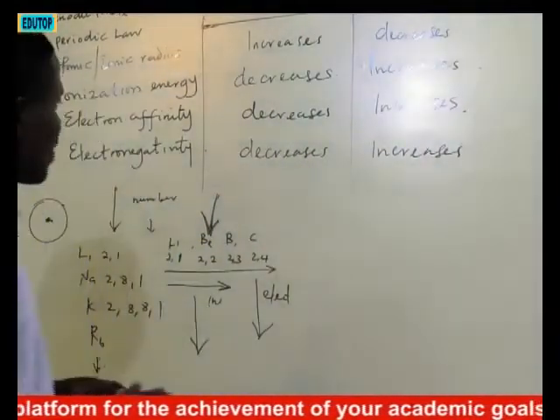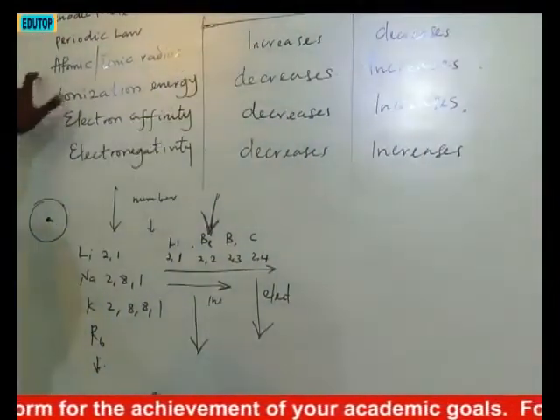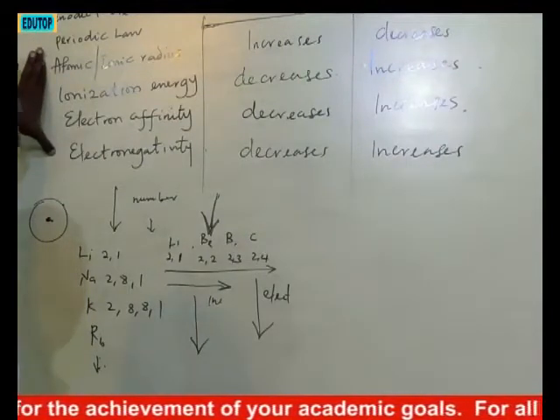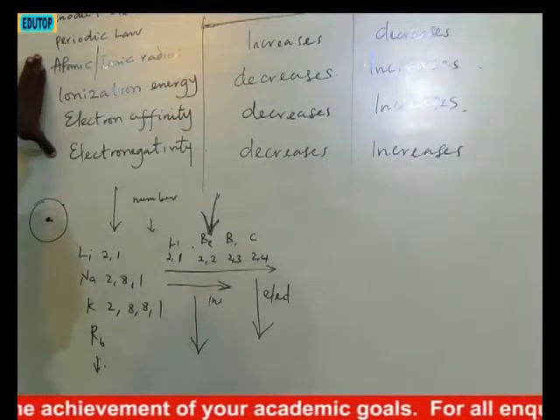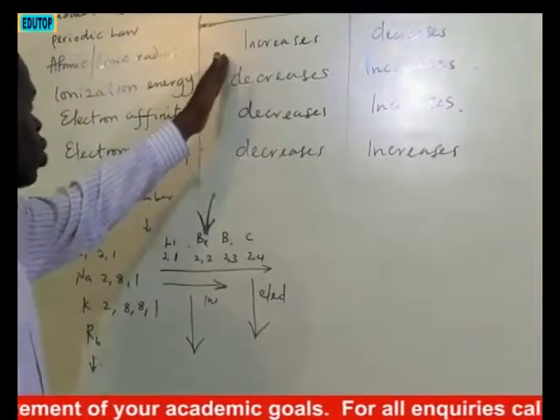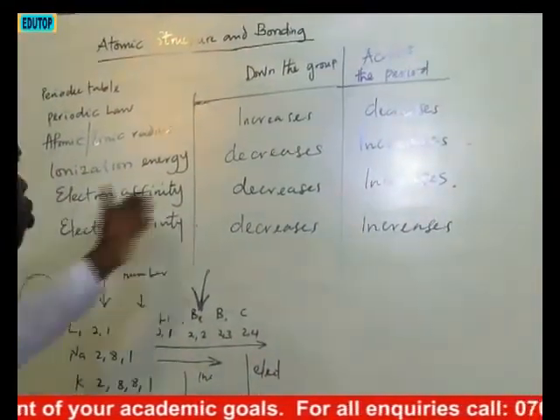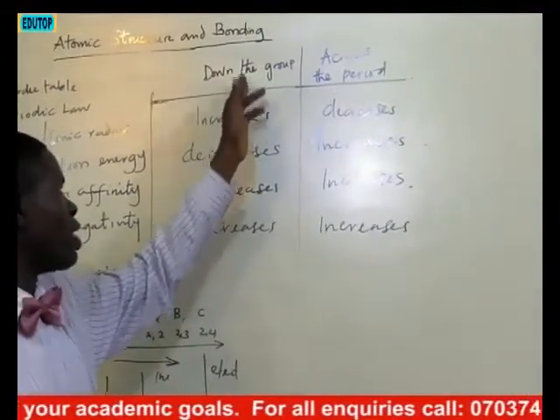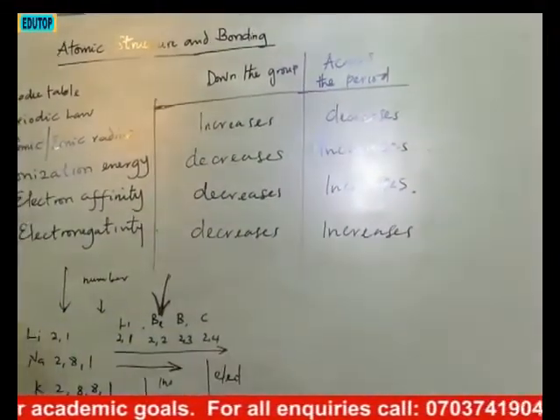So by virtue of this explanation, I'll be able to explain how all these properties of elements down the group and across the period are able to respond. I'll be able to use these parameters to relate their response down the group and across the period.